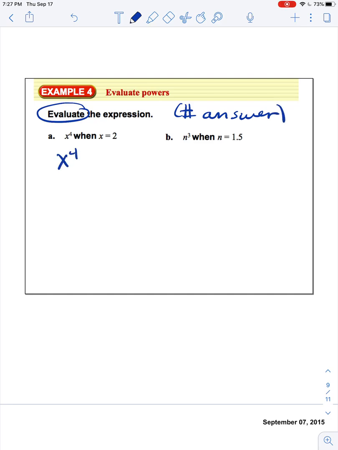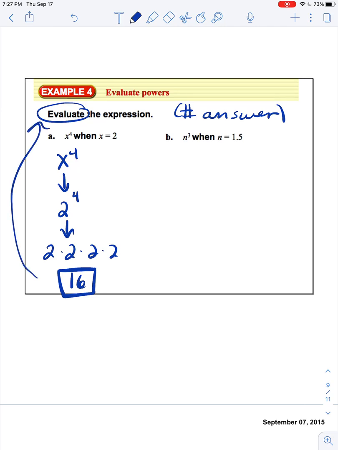So think this through. x to the 4, when x is 2, that becomes 2 to the 4. We learned that that means 2 repeated 4 times. 2 times 2 is 4, times 2 is 8, times 2 is 16. And I have to get all the way to that 16 because it says to evaluate.